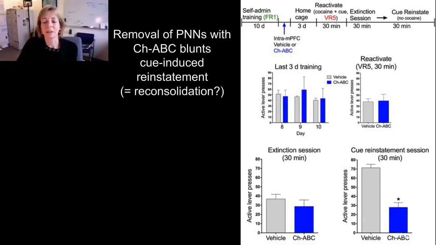But when we give them the cue light again, the vehicle animals show a nice increase, as expected, to press just for the cue light, because that has become associated with the feeling of cocaine. However, in animals that have their nets removed, we see no increase in lever pressing behavior. We suspect this is probably a disruption of the reconsolidation, but we are really at the beginning of these studies, so we would like to continue to pursue this.